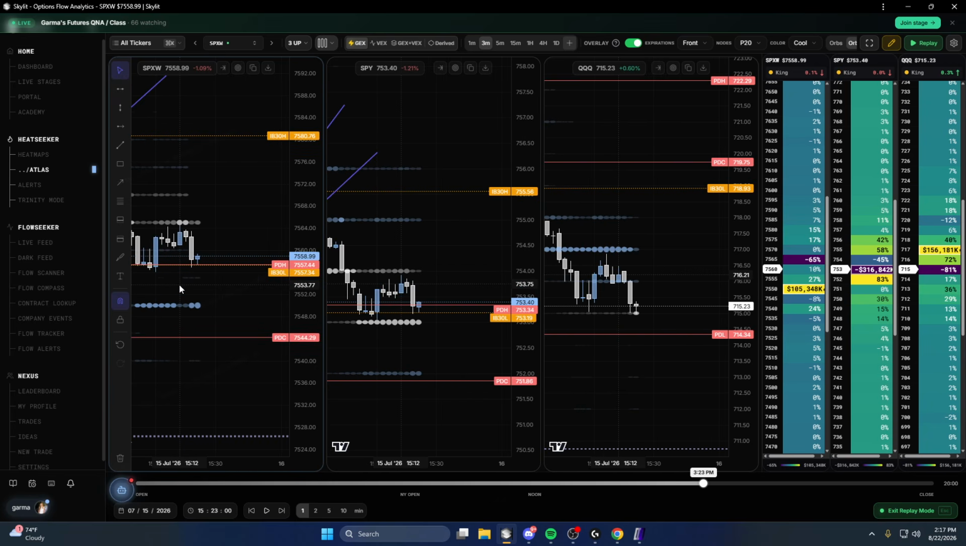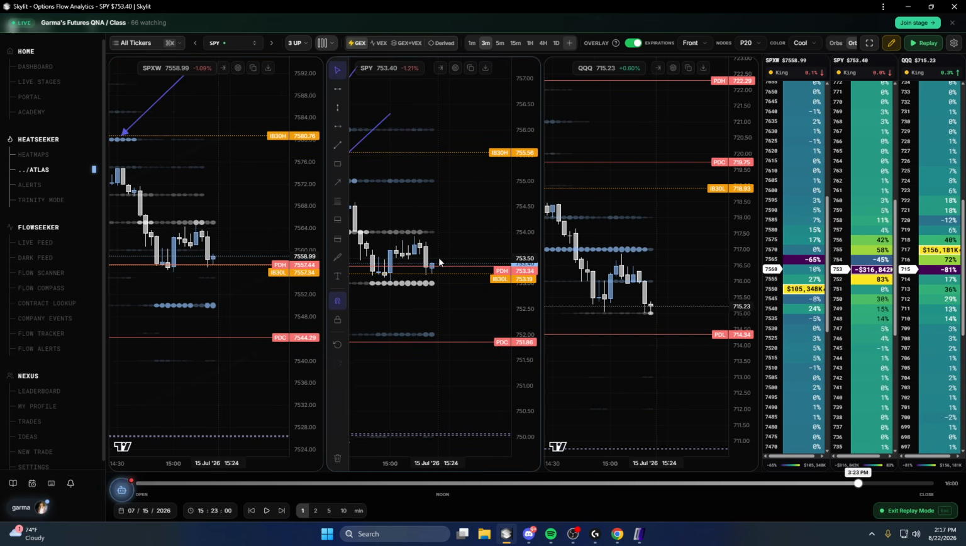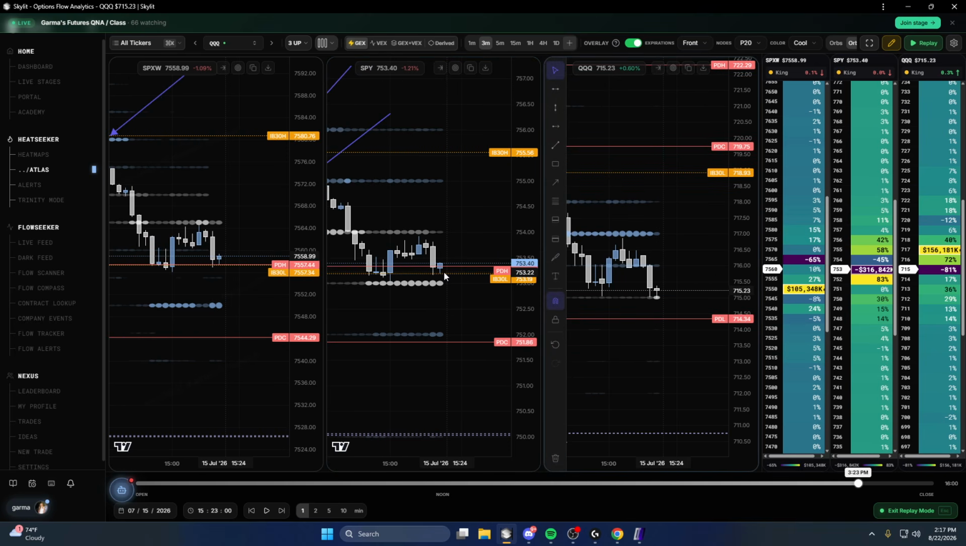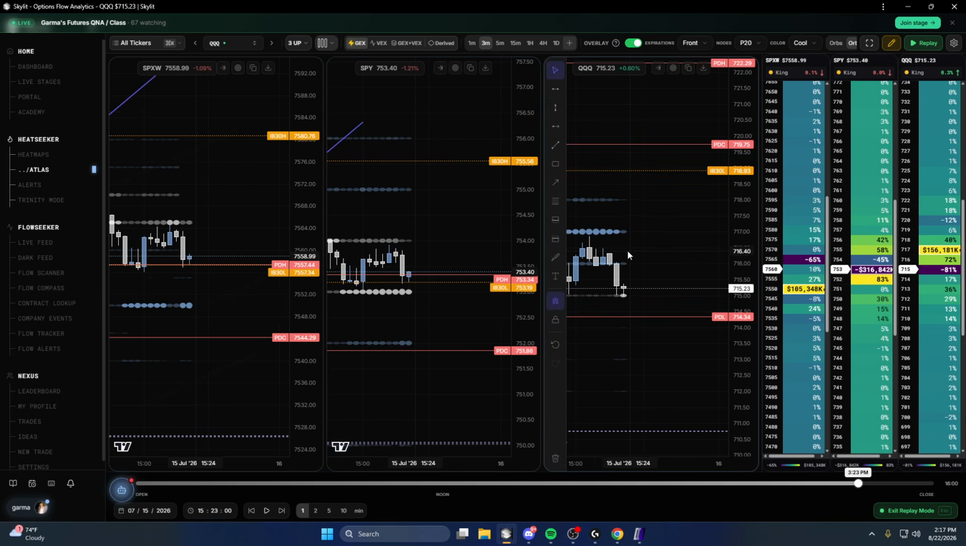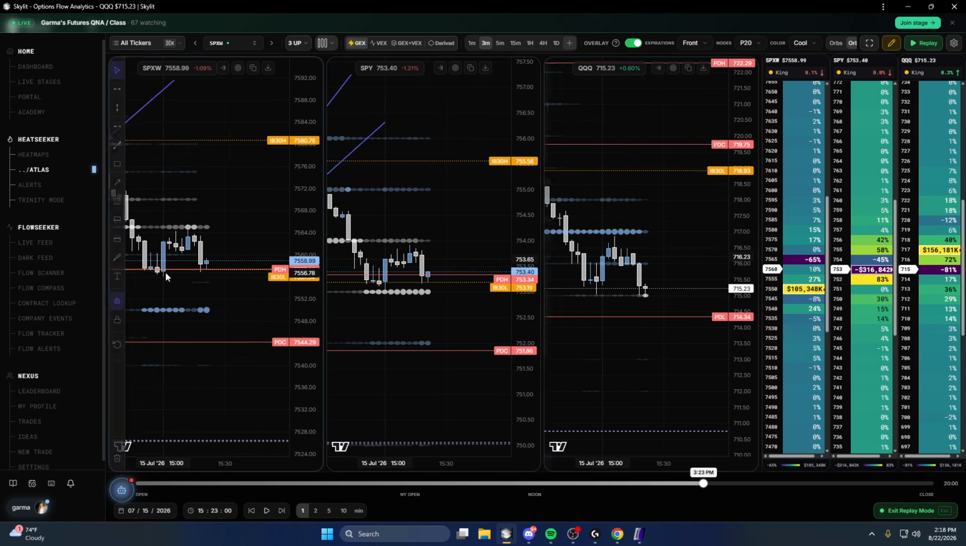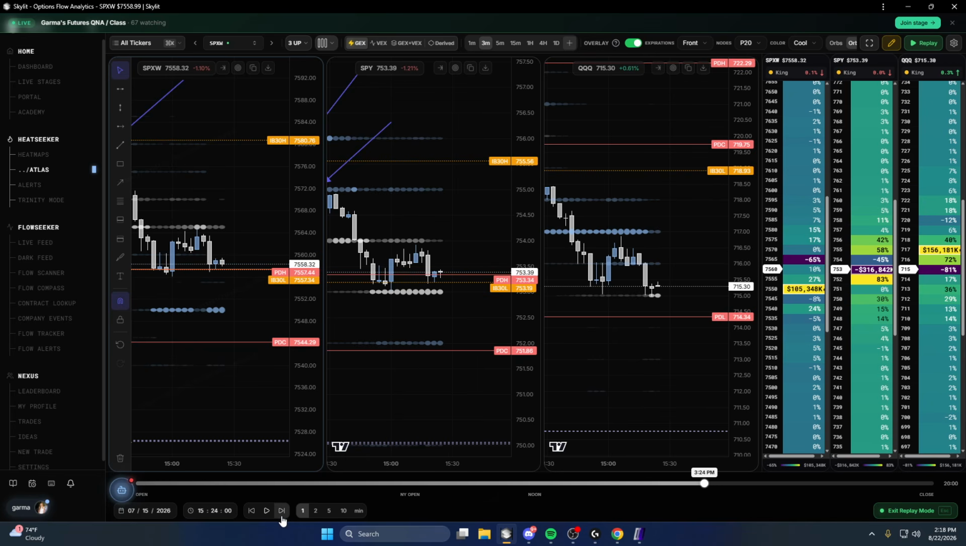It seems like the previous day highs are holding. SPY got another reverse rug, and SPX is at 7550. QQQ has the 715 here. You could probably play the deflection off the 715 and the 753 on SPY back up to 717 on QQQ. That's probably what you see. You probably see a bounce here. You have like this double bottom.